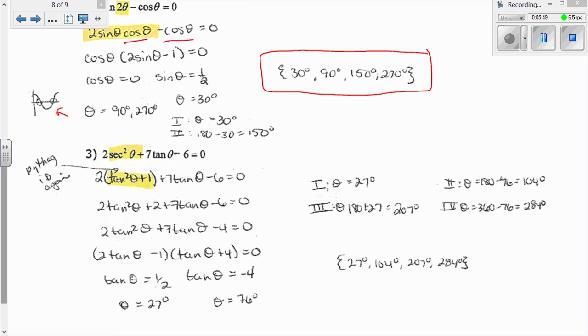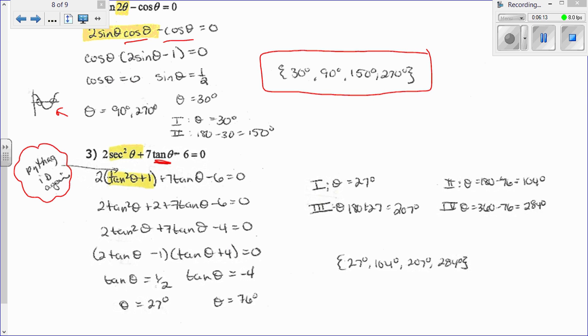All right, for number 3, I have 2 secant squared theta plus 7 tan theta minus 6 equals 0. Again, I have a tan theta. It's not squared. I have a secant squared theta. Therefore, I need to use my Pythagorean identities again. These are on your pink sheets. Sorry, red sheets.